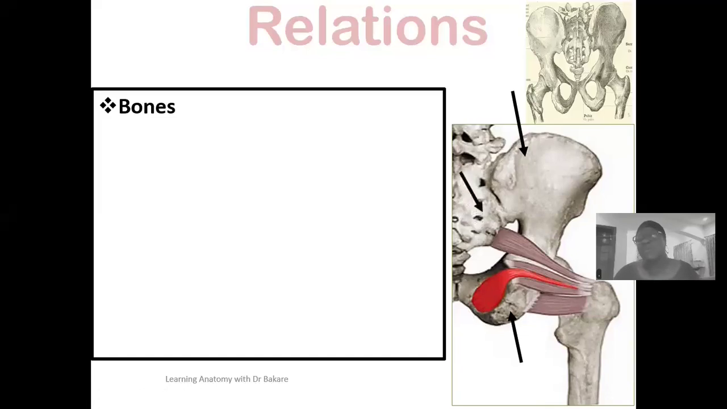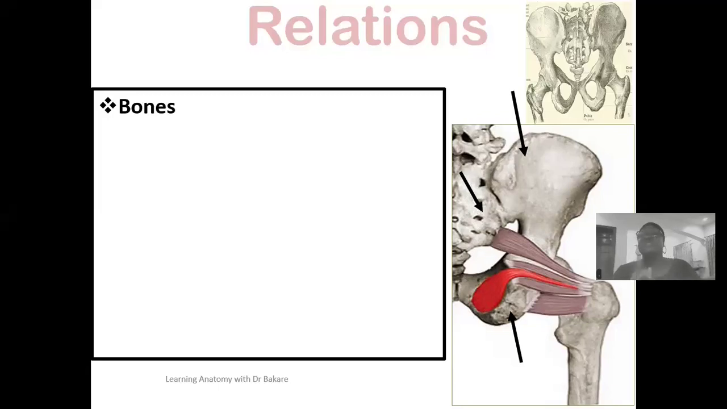Then we have the sacrum. Remember, the sacrum is seen to unite the two hip bones on the right and also on the left together. So specifically, it is the posterior surface of the sacrum also that will be related to the gluteus maximus. More specifically, it is the posterior lateral surface of the sacrum.